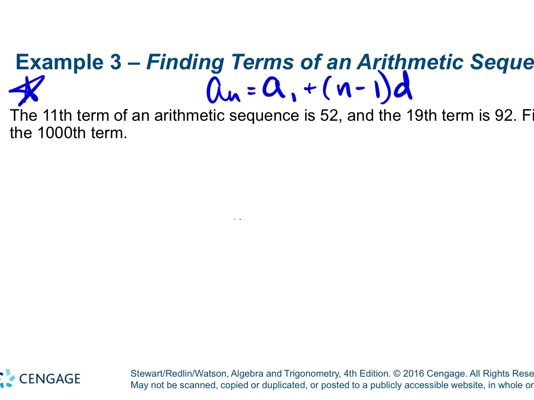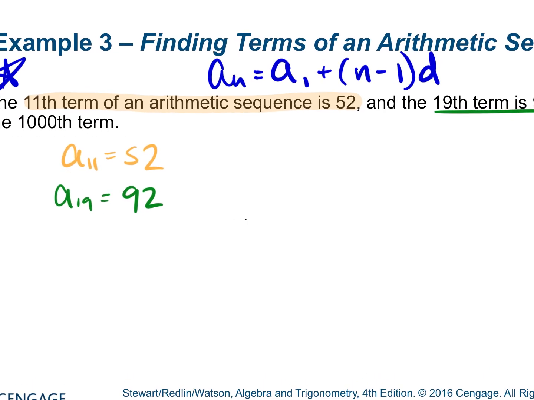What it does give us is the 11th term. So it says the 11th term is 52. So I'll write that down. We have a sub 11 is 52. And the 19th term is 92. So a sub 19 is 92. So we can actually use our formula here to find our common difference.